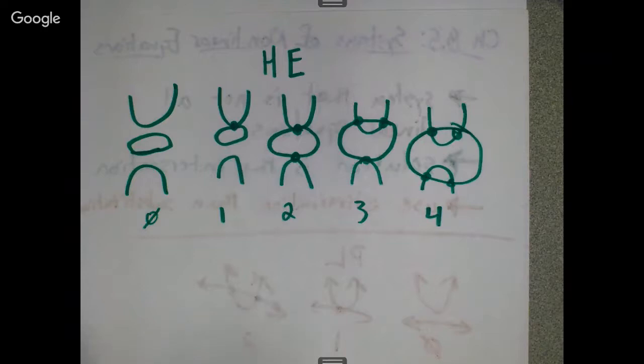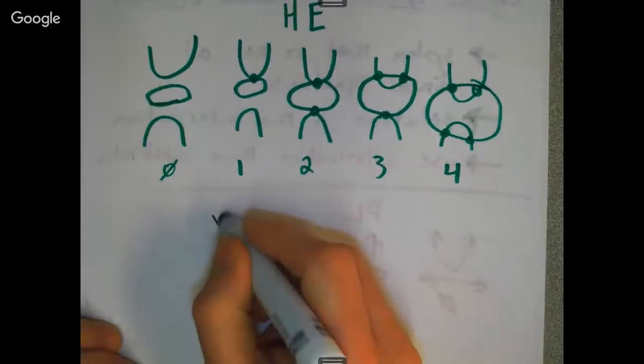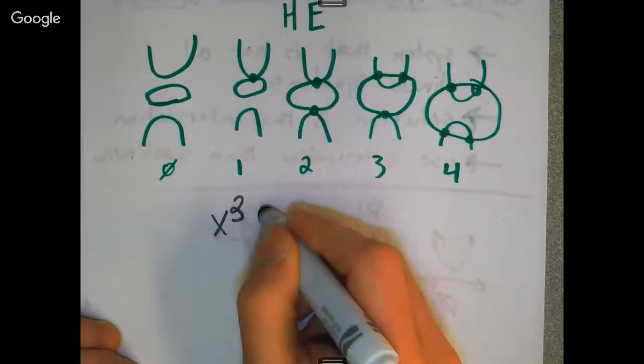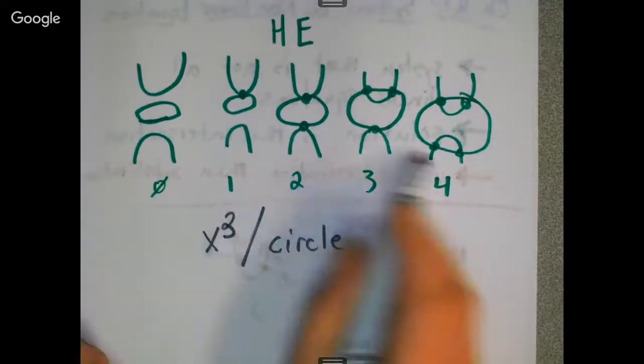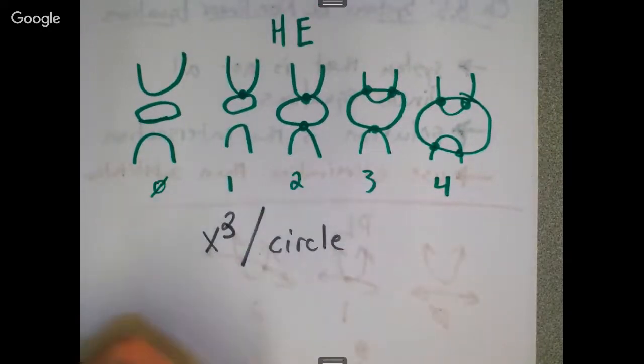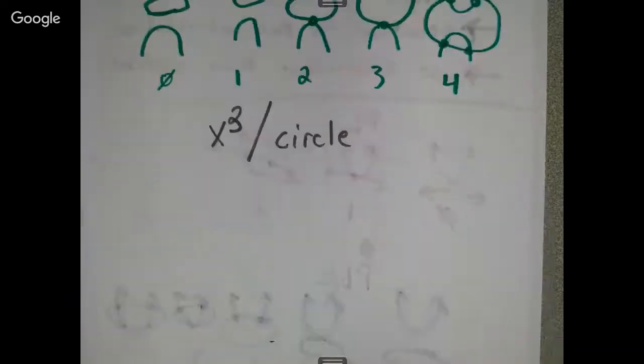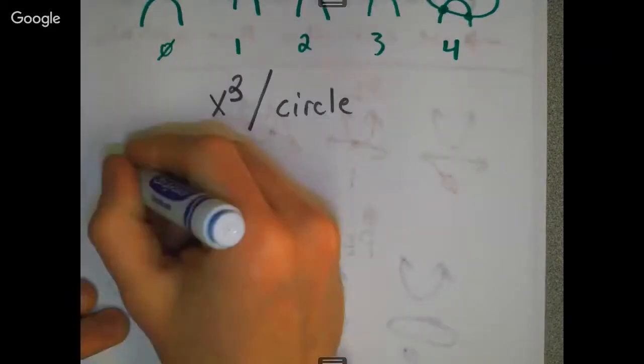Question number 1 to bring into class is to draw the options for a cubic and a circle. I want you to draw all the types of outcomes that you could possibly have between those two. So let's get right into it and try solving one of these.